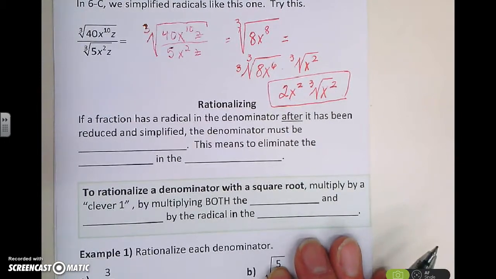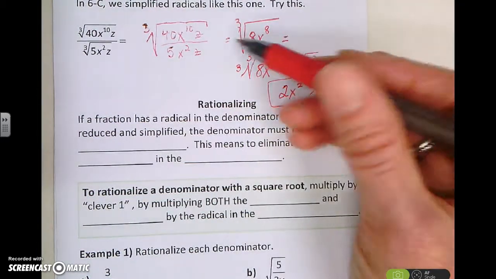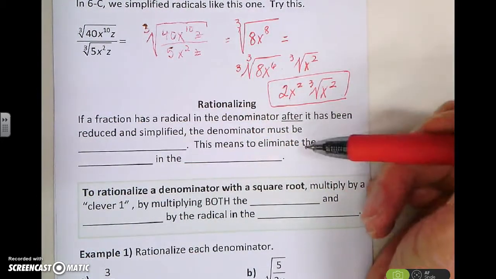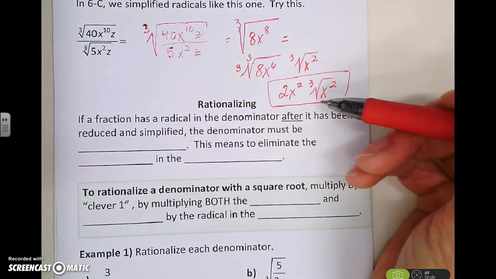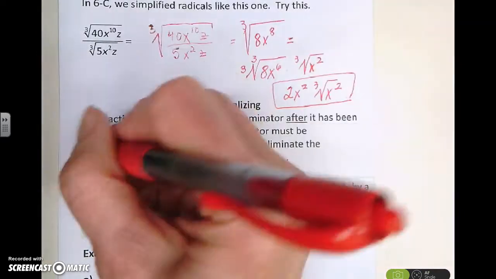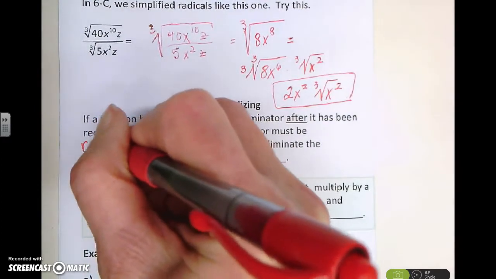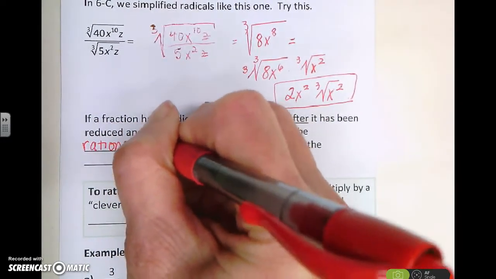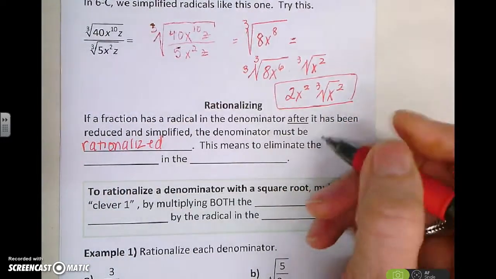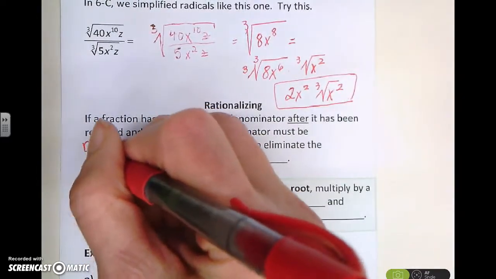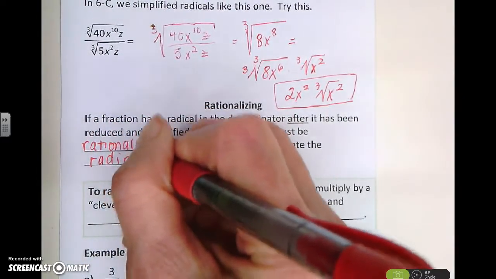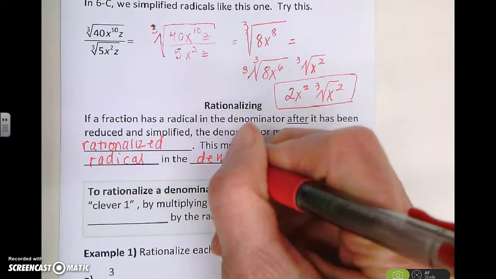If a fraction has a radical in the denominator, after it's been reduced and simplified like we did up here, the denominator must be rationalized. So this is where the word rationalized goes in. This means to eliminate the radical, and typically that's going to be in the denominator.